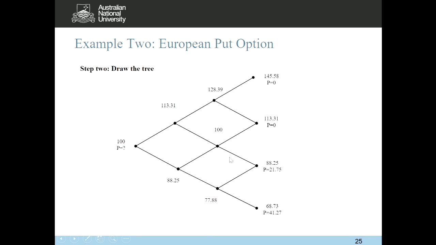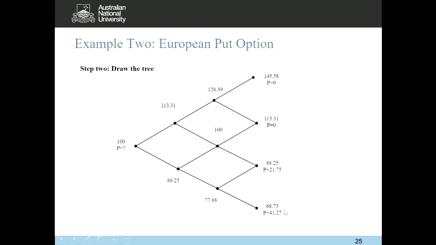Then the remaining task is simply to finish this tree, right, to repeat this whole process. And this time we have 4 terminal points instead of 3. So we have the share price finishing up here at 145, a share price finishing here at 113, and the share price finishing down here at 88.25, and down here at 68.73.